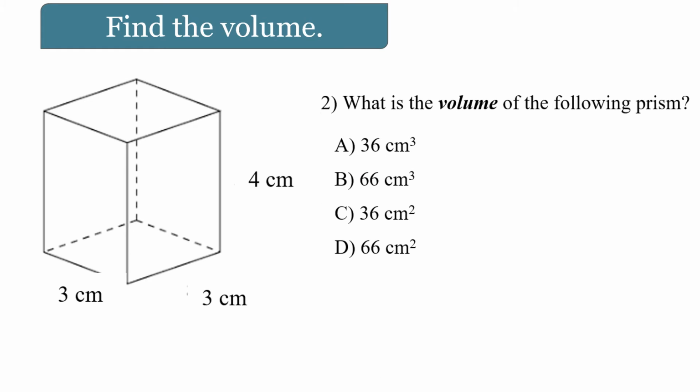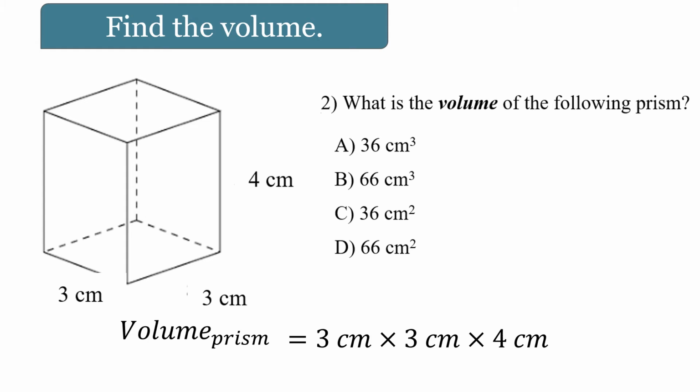Now let us have another one. Let us find the volume of this following prism. As you can see here, we have a square base. And then the base area is not yet computed, so all we need to do is to multiply the length times the width times the height. So 3 times 3 times 4. 3 times 3 is equal to 9, times 4 is 36. So the answer is 36 cubic centimeters.